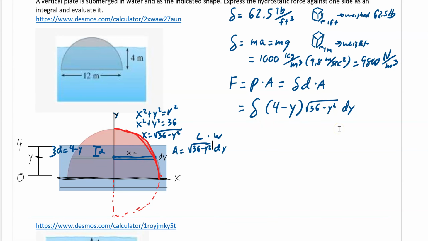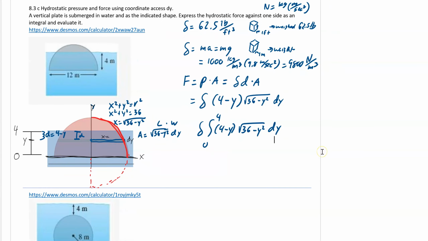So there we go. Now we just do our integral from 0 to 4, delta times 4 minus y, square root of 36 minus y squared dy. And again, our delta is just the weight of that one tiny little cube, right? The 1 meter by 1 meter by 1 meter with gravity being pushed against it is 9,800 newtons per cubic meter. So that's all this is. And this is calculating that rectangle for us as well with the depth to give us our dA. Okay, so now all I have to do is plug that into our calculator and see what it gives us.